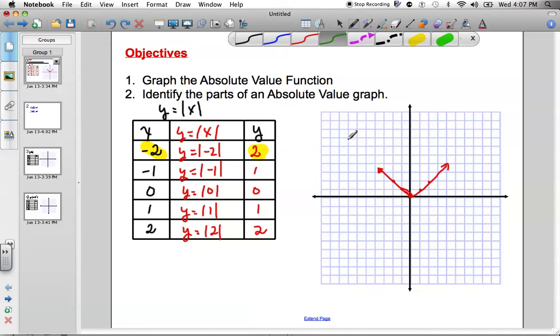and like the parabola, we have a vertex. Your vertex is that lowest point, and your vertex in this graph is 0, 0. It's located at 0, 0. So your vertex ordered pair is that. The other thing is, what is your axis of symmetry? Your axis of symmetry will always pass through the vertex, and that is right here.